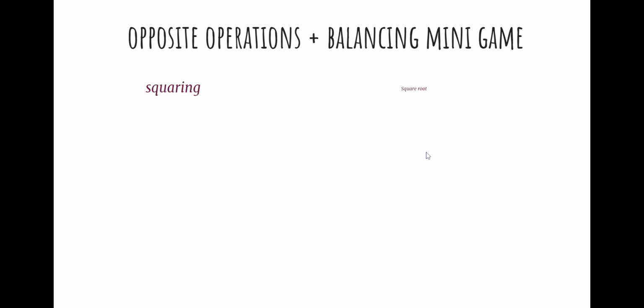Well, if you thought that the square root is the opposite, of course you're right. Squaring, meaning taking a number and multiplying it by itself, is the opposite of square root, which means we're finding the number that multiplied by itself produces the original one. So the square root and the operation of squaring are opposite operations.